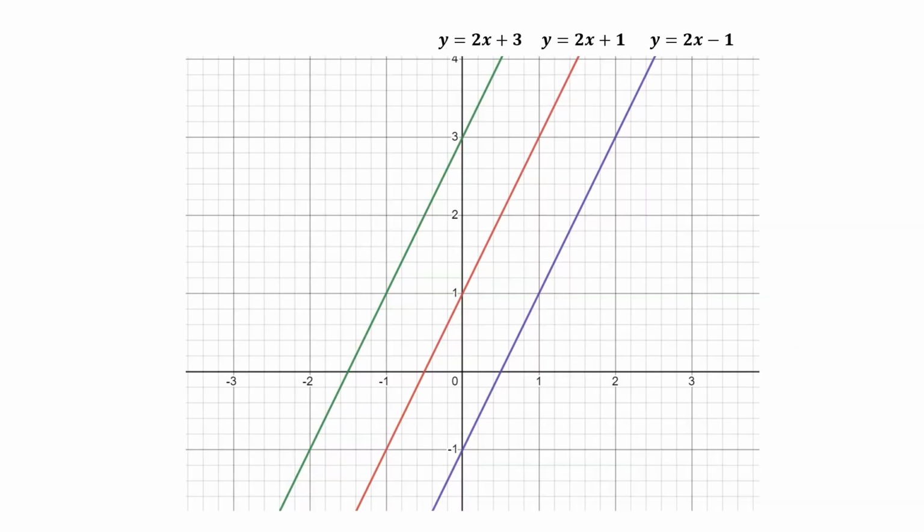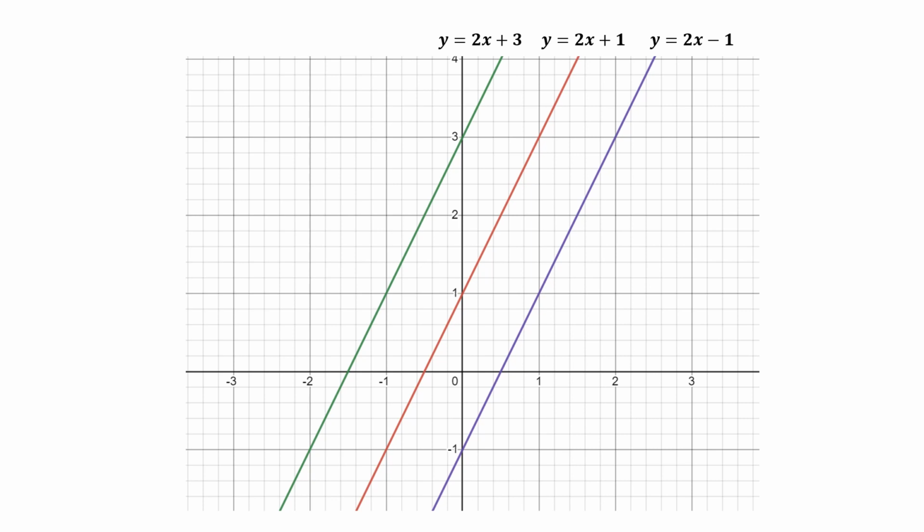So we hopefully now have an understanding of the gradient of a straight line, but we're not quite ready to start plotting the equation of a line yet. You can see here that I've plotted 3 lines, all of which have the same gradient, m equals 2. However, we can see that they are clearly not the same line. The difference between the lines is where they cross the y-axis.